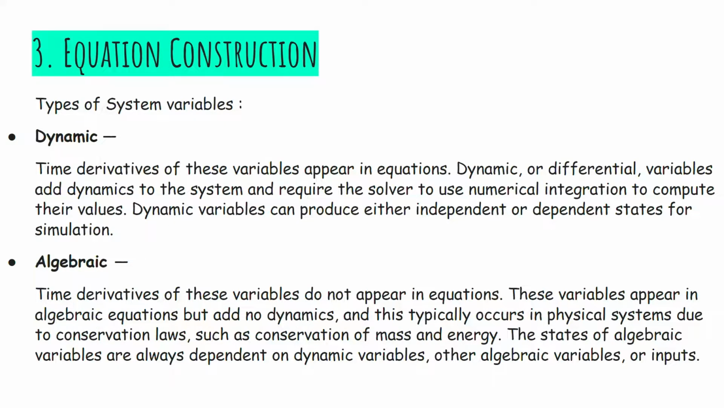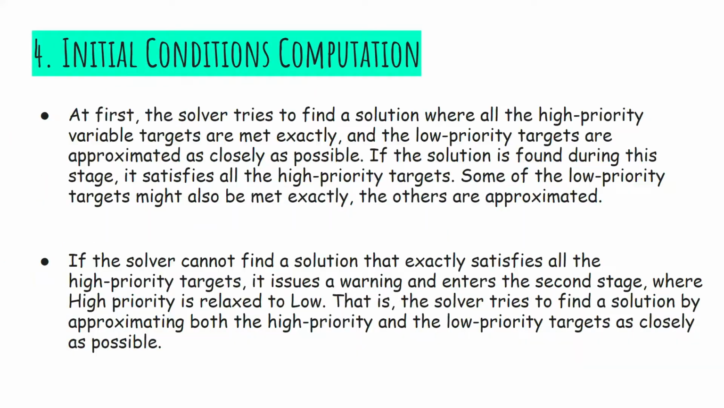The third step is equation construction. So based on our network construction, the parameter values in the block dialog boxes and the global parameters defined by the fluid properties, the Simscape solver constructs the system of equations for the model. Now this equation contains system variables of two types, dynamic and algebraic variables. The dynamic variables are those variables whose time derivative will appear in those equations, but for the algebraic variables, their time derivatives will not appear in those equations.